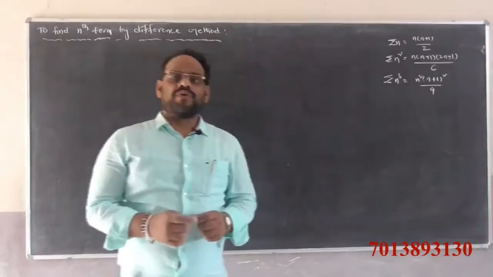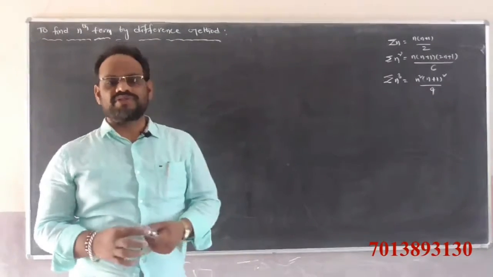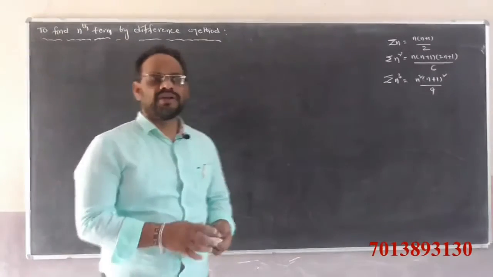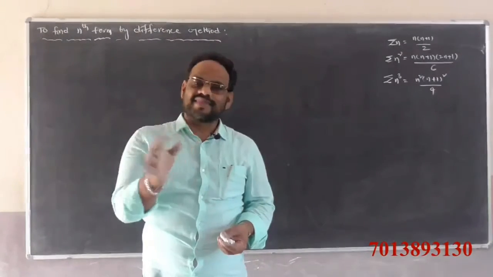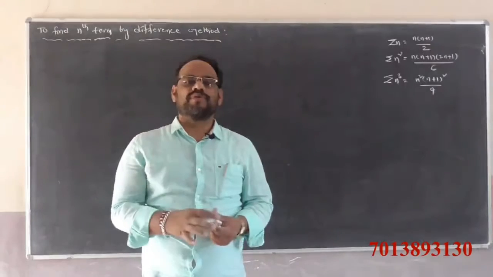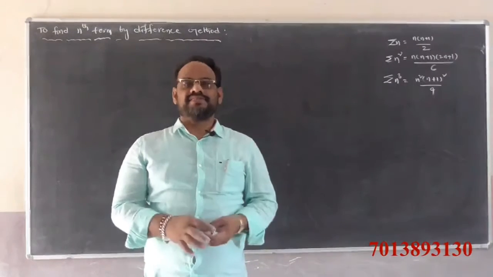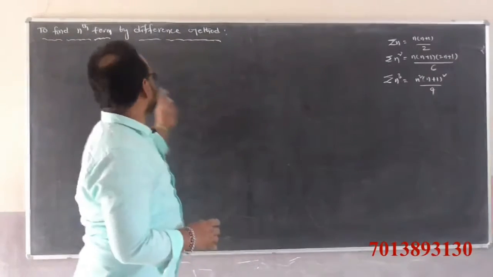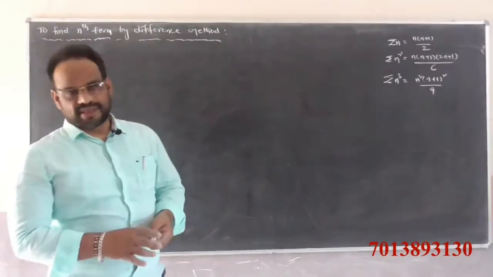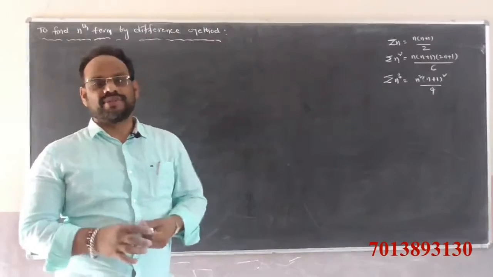Sometimes we don't know whether the given sequence is an arithmetic progression, geometric progression or harmonic progression. It is not at all in arithmetic progression, geometric progression or harmonic progression. For such a series, how to find the nth term or Sn? By using the difference method.